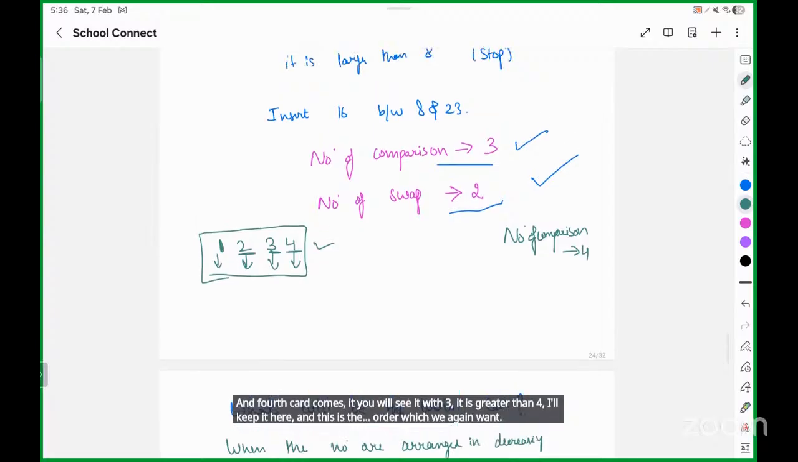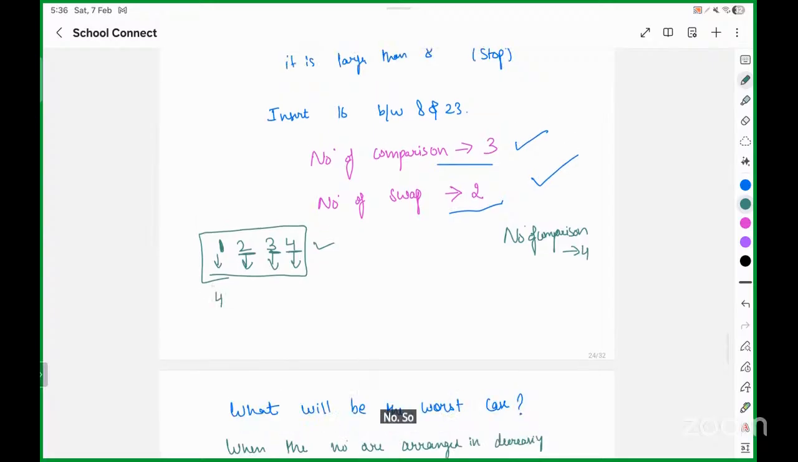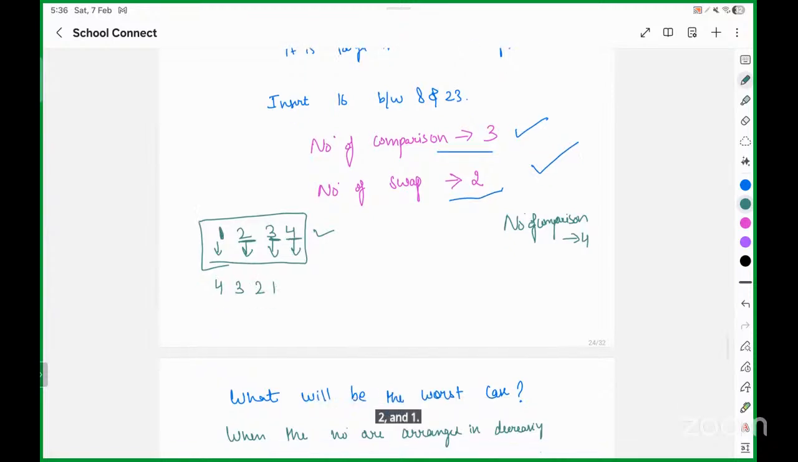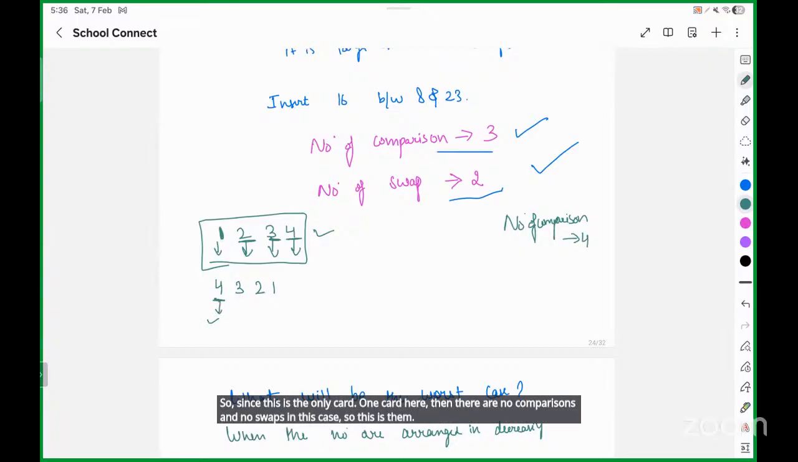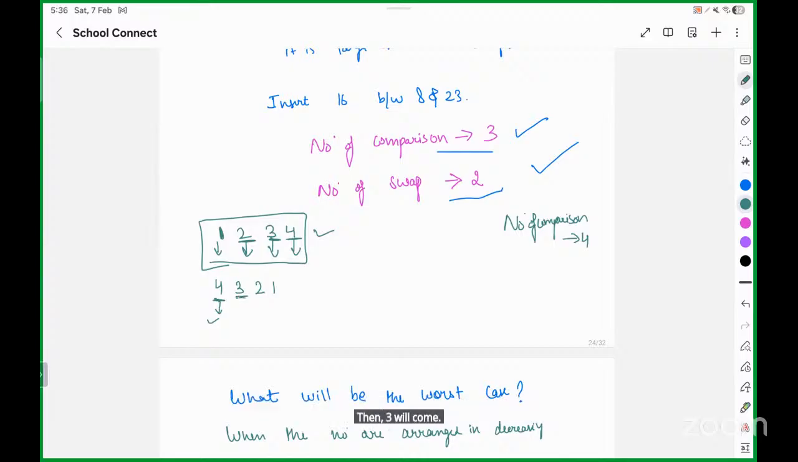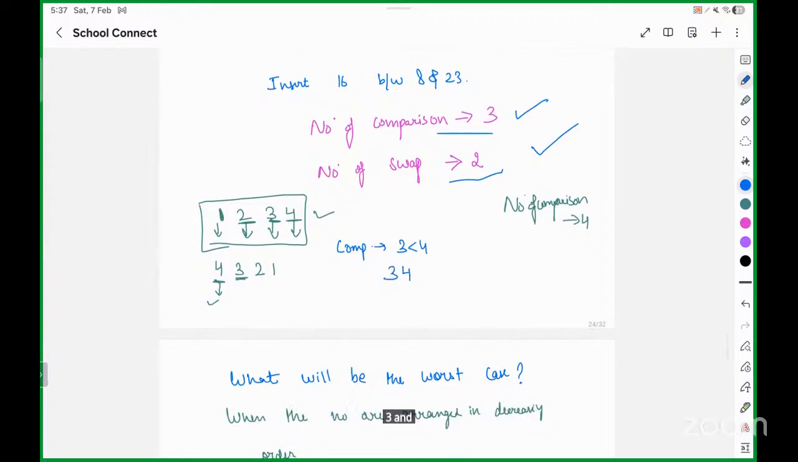Now, the example which he has given is 4, 3, 2, and 1. So the first card comes, 4. Since this is the only card here, there are no comparisons and no swaps in this case, so this is done. Then card 3 will come. The comparison you did is that 3 is less than 4, so rearrange this array to 3 and 4, and swap between 3 and 4.